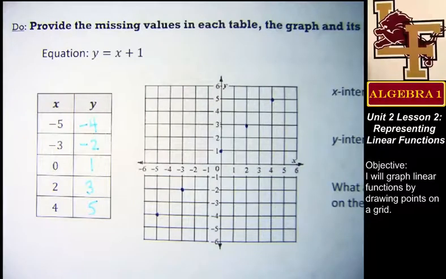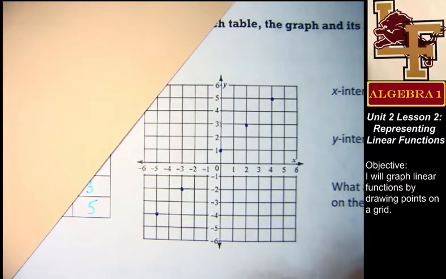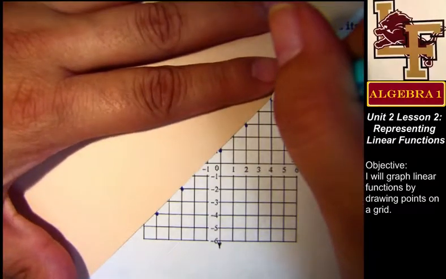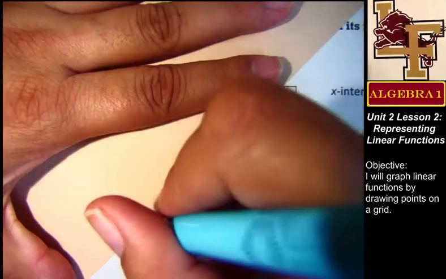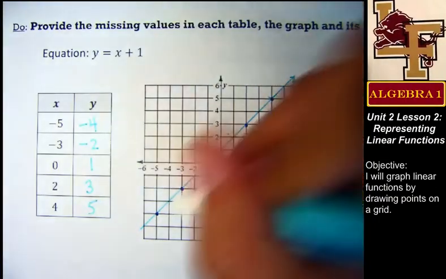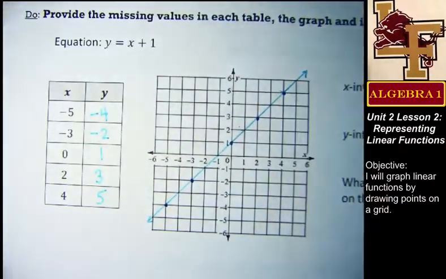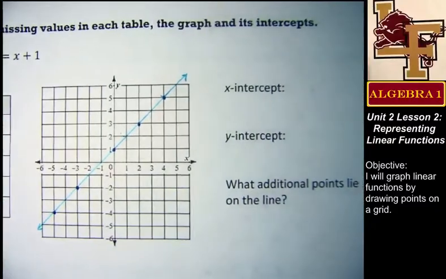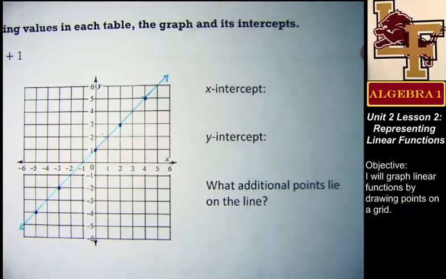You're welcome at this time to use any straight edge that you fancy. You can use your cell phone, you can use a ruler, you can use the edge of another sheet of paper. I'm going to grab the edge of this card I happen to have laying on my desk. Line it up with any two of your points and then just trace the edge. Make sure it goes off of the grid a little bit, just to make sure that we take up as much space as we can. Your graph should look something like that.